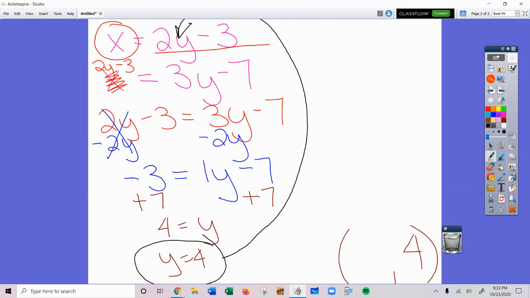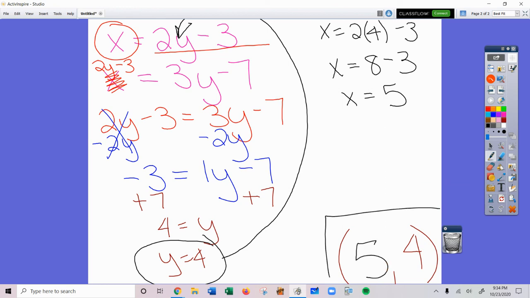Okay, so now instead of saying x equals 2 times y minus 3, we're going to say x equals 2 times 4 minus 3. Okay, so we'll have x equals 8 minus 3, and so our x value is 5. Now remember, this tells us that x equals 5 and y equals 4, where if we were to plug 5 in for x and 4 in for y, we would get a true statement on both equations.